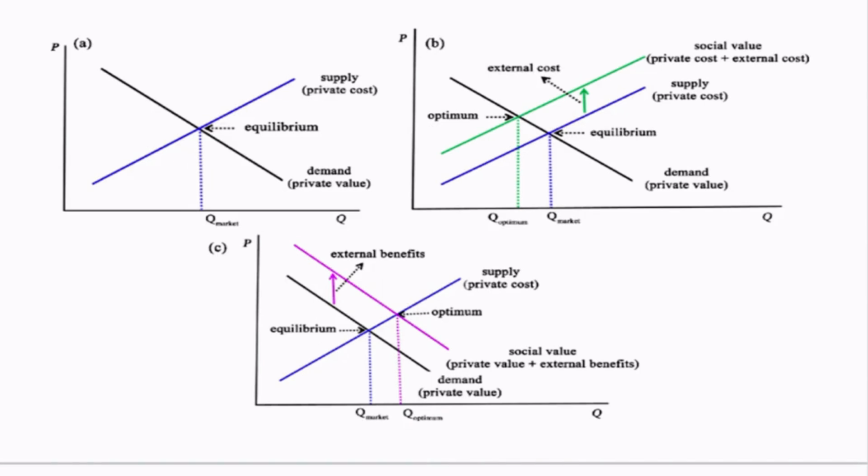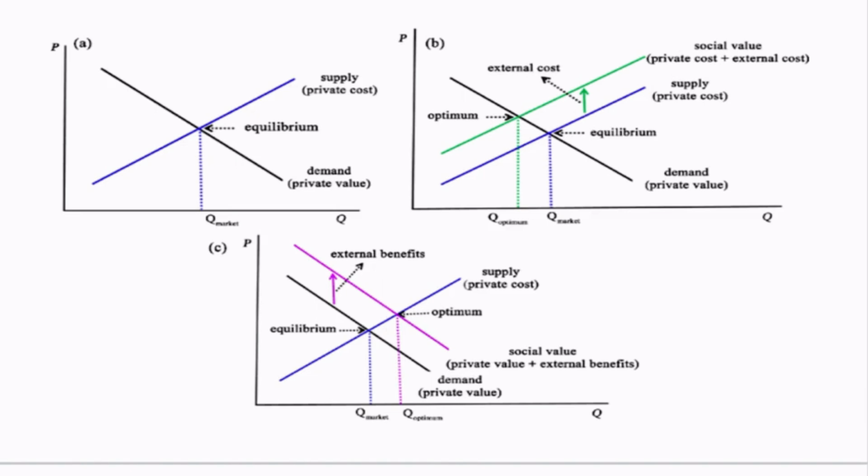If you look at the second curve, what becomes clear to us is that the social value, the social cost, would be over and above the private cost. As you see, the green curve, which is above the blue curve, reflects the social cost, which is above the private cost, and the difference is the external cost. The external cost is because of negative externality.